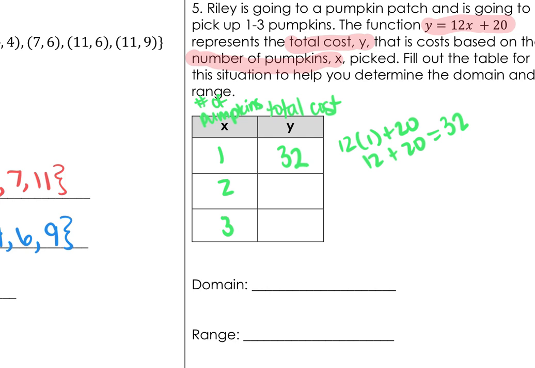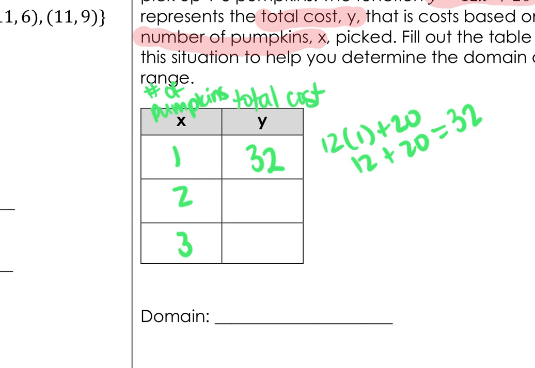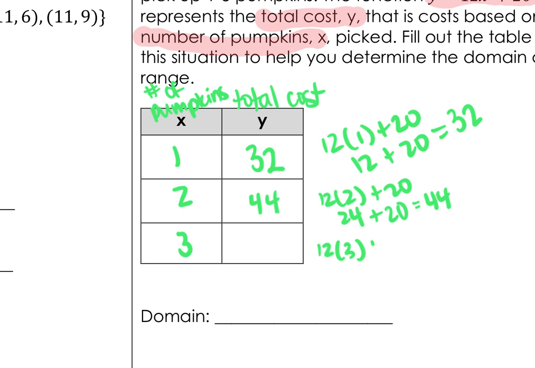Now I'm going to use that same function to figure out what if she buys 2. So we're going to use the same function and do 12 times 2 this time plus 20. Yep. So 12 times 2 is 24, plus the 20 is 44. So that's our next y value. And then last but not least, we would do 12 times 3 plus 20. So 36 plus 20. Very good.